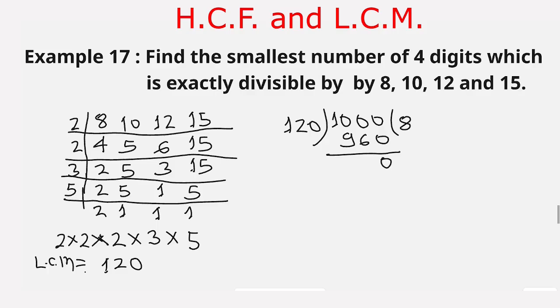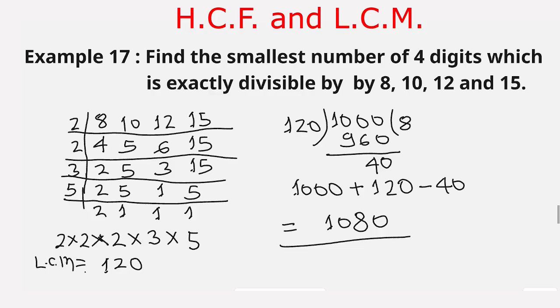0 minus 0 is 0. 0 minus 6 is 4, borrowing. And 9 minus 9 is 0. So remainder is 40. Now our answer is 1000 plus our LCM minus this remainder. This is equal to 120 minus 40 is 80, and 1000 plus 80 is 1080. This is our number. The smallest 4 digit number divisible by 8, 10, 12 and 15 is 1080.